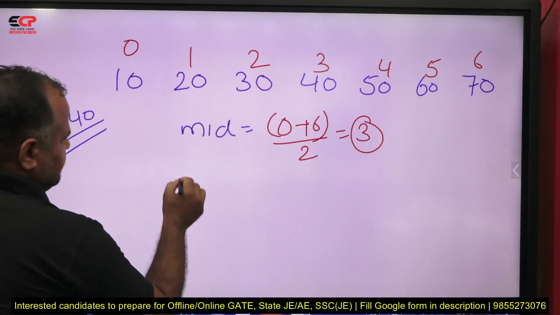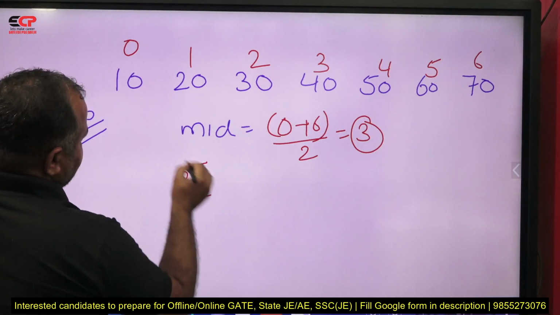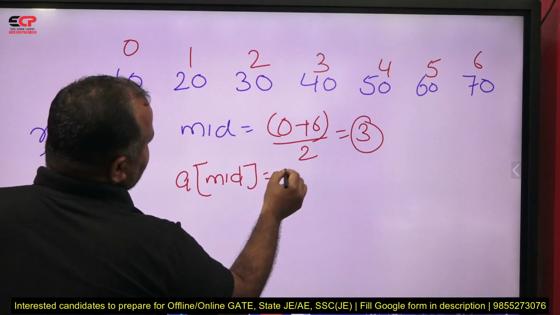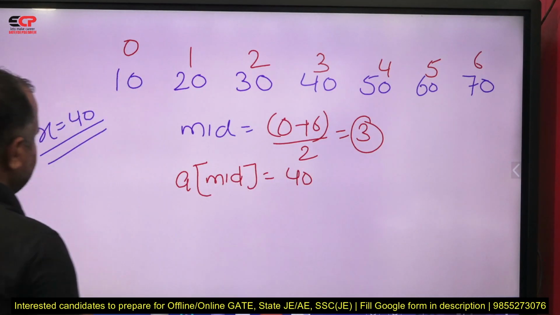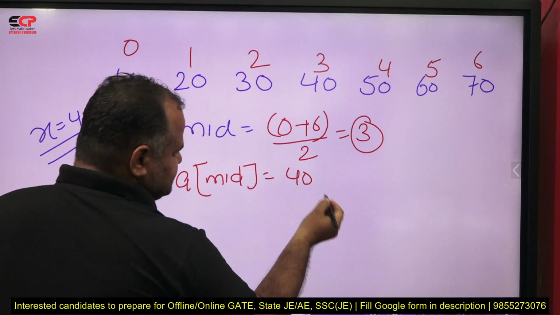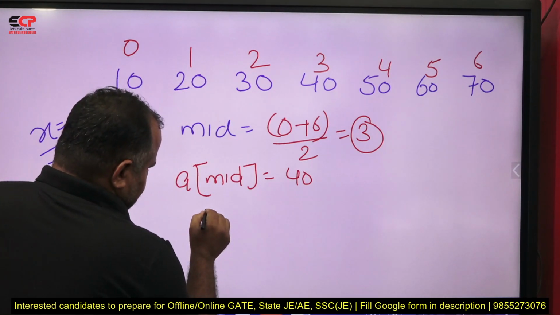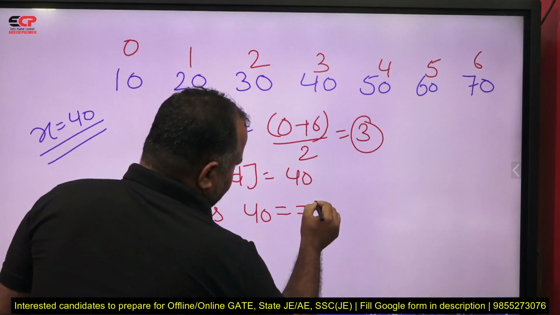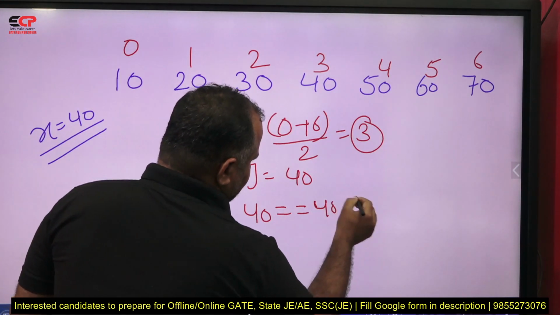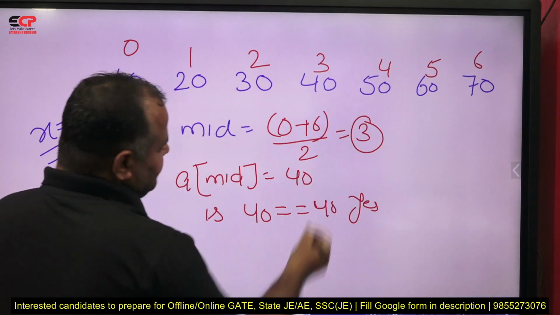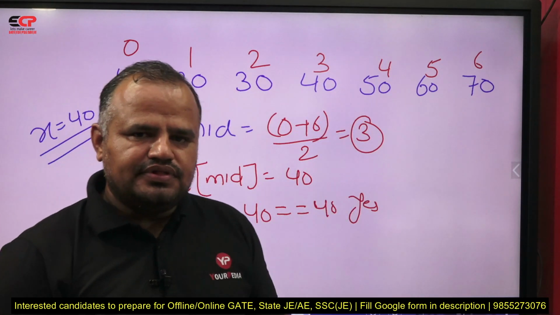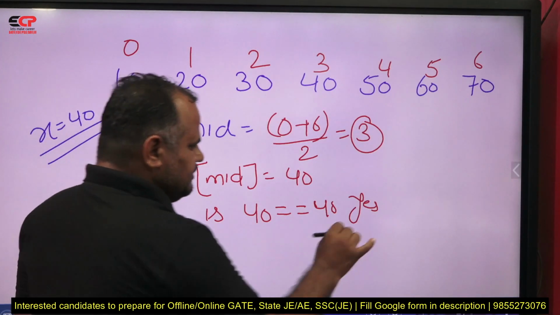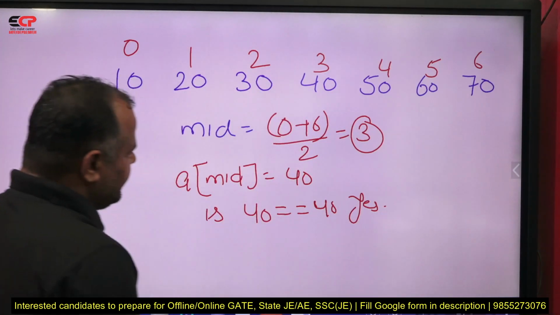So now check A of mid. Suppose A is the given array. So A of mid means A of 3. What is A of 3? 40. Is 40 equal to x? X is my 40 again? Yes. So return the index 3, that at location 3 the element which you want to search is present. Fine. Return yes, or return i.